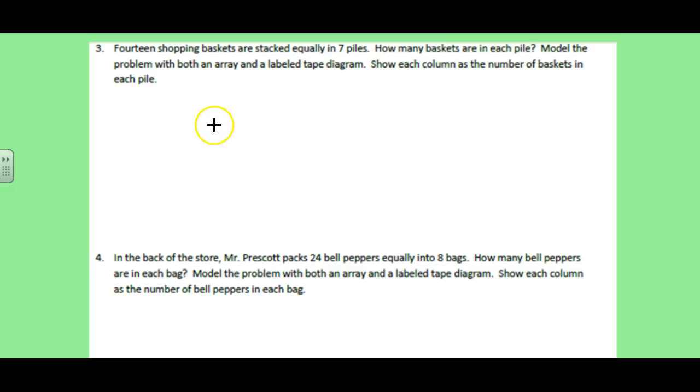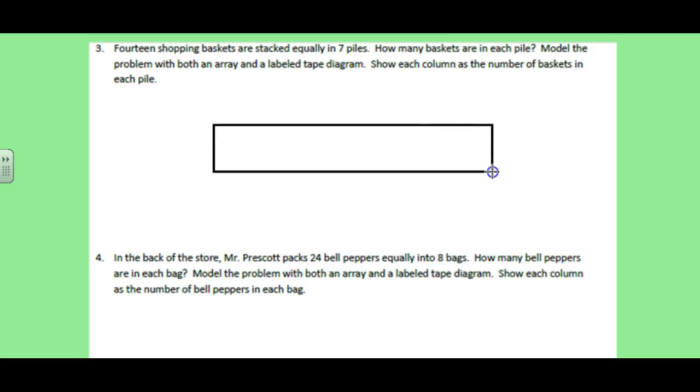So we're going to start with the rectangle again. And then we're going to take a look back at the problem and ask ourselves, do we know how many groups or how many in each group? So we know that we have 14 shopping baskets. That's our total. But does the 7 piles stand for us having 7 groups?